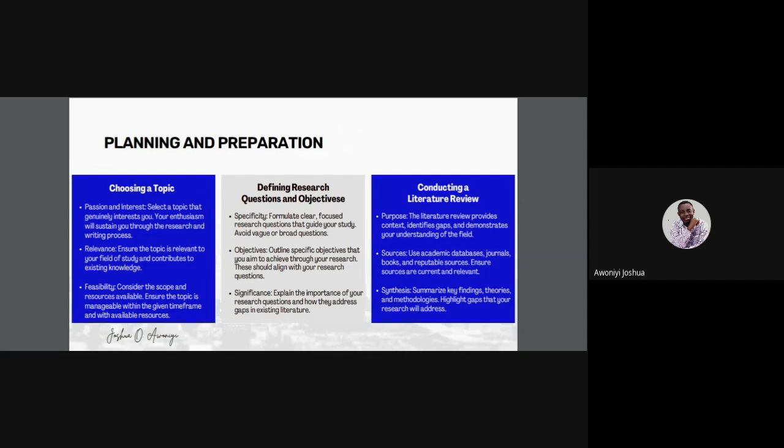So the first thing you need to take note of is choosing a topic. You need to choose a topic that has a passion and interest that the lecturer also has an interest in.